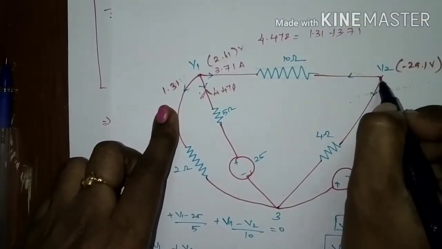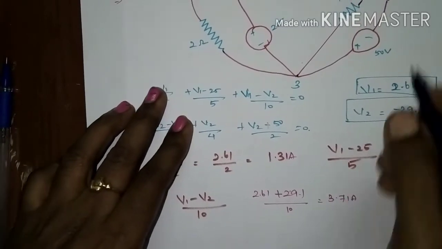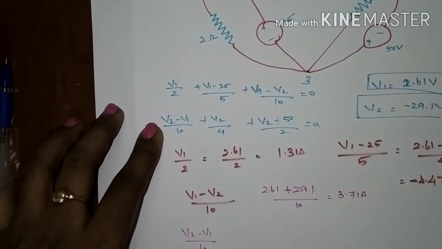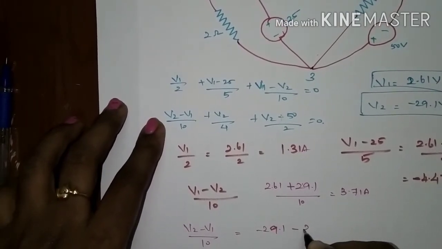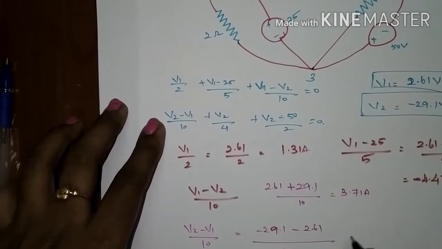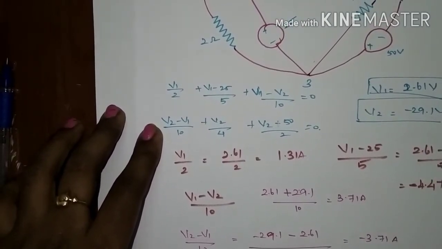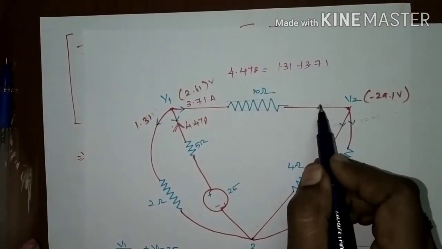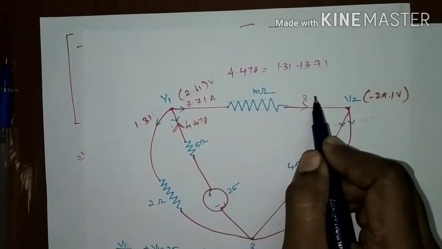So, now we go to this node, V2 node. In the second node, the current is V2 minus V1 divided by 10. That is minus 29.1 minus the V1 value 2.61, divided by 10, which is minus 3.71 ampere. So, it shows the current direction which you assumed is wrong. You have assumed current is flowing outwards, but actually current 3.71 is incoming.